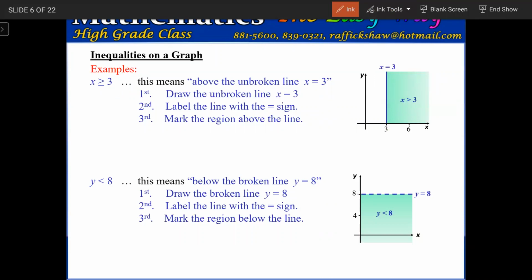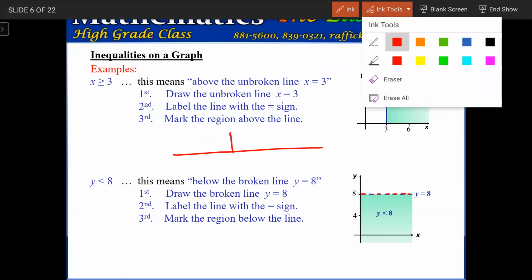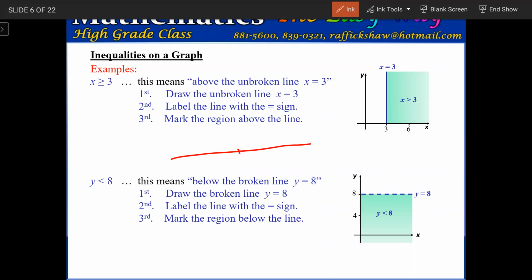But in the example down here, you don't want the line because the equal is not there. So to show that you don't want the line, you draw a broken line. The broken line means that you don't want the line, just like when we did the number line on the first page.